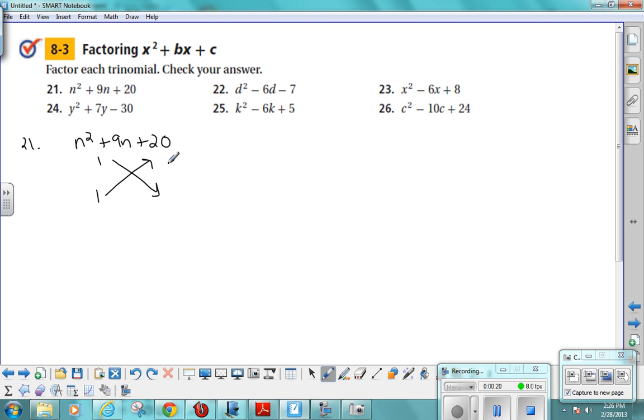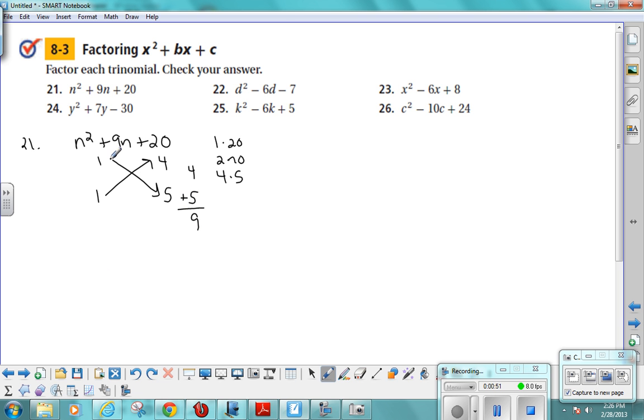So it's what can I multiply to get the number in front of n squared, which is 1. And then the second column gives me what can I multiply to get 20. Make a list. 1 times 20. Then do 2. 2 times 10. 3 won't go into 20. Then do 4. 4 times 5. 5's already on my list, so I know I got a complete list. Now, I'm trying to get a 9 in the middle. So which set of those numbers adds up to 9? It's 4 and 5. So 1 times 5 gives me 5. 1 times 4 gives me 4. If I add up 4 and 5, I get 9.